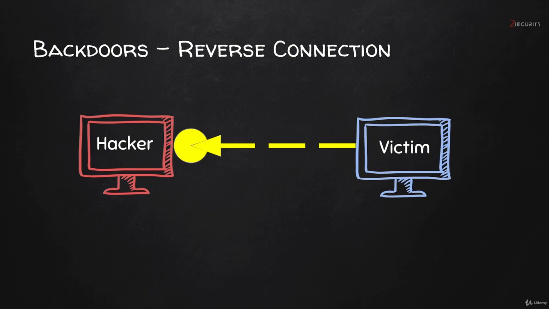So, in all of my other courses, and even in this course, I always use a reverse connection in my backdoors and in my payloads. And this is what we're going to do when we start building our backdoor in the next lecture. For now, I just wanted to make sure that you understand what a backdoor is, and the most common ways of receiving a connection or establishing a connection between two computers.